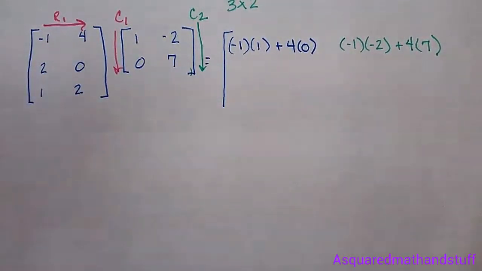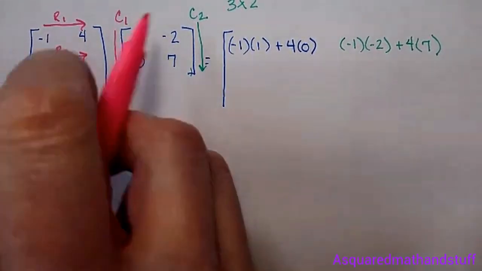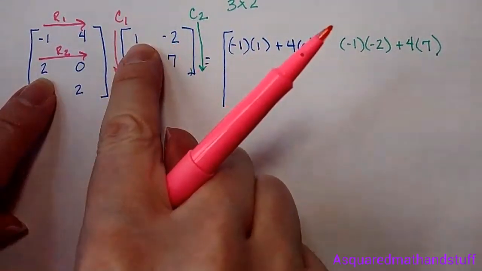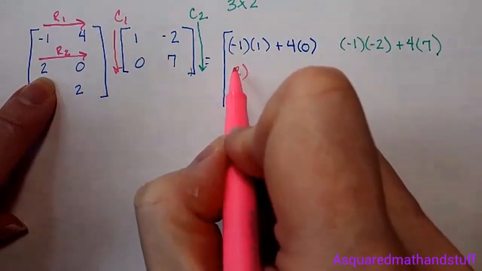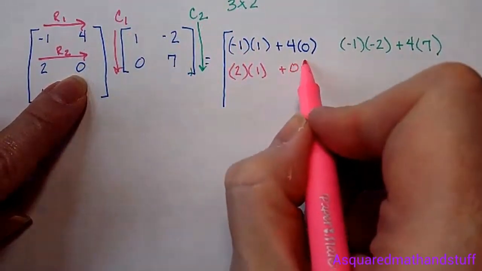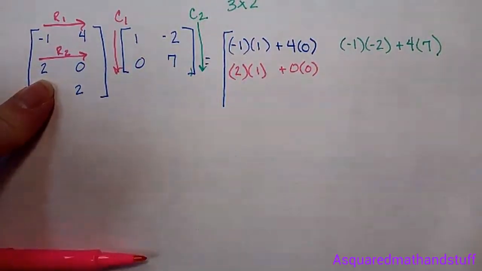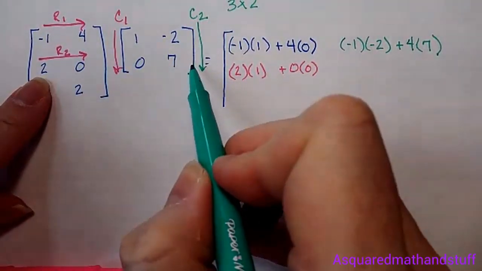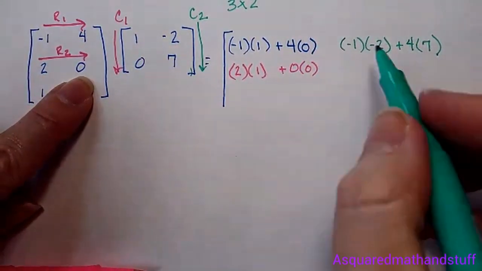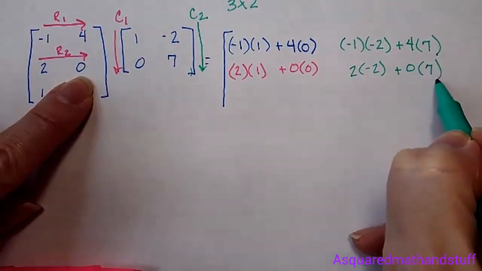Let's move to row 2. We're going to go across row 2 and start off going down column 1. So row 2, column 1 gives us 2 times 1 plus 0 times 0. And then we'll go down column 2. So now row 2, column 2, we'll have 2 times -2 plus 0 times 7.